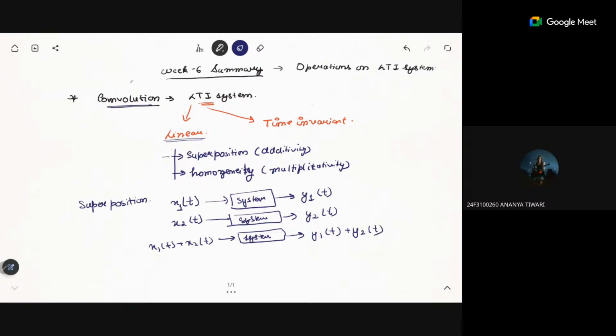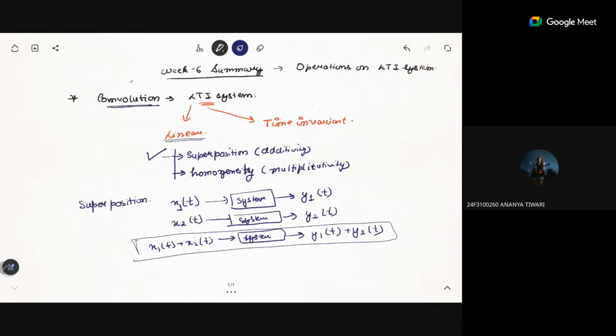If this is followed, then the system is additive in nature, meaning it is superposed. So one of the criteria for linearity is fulfilled, that is superposition.